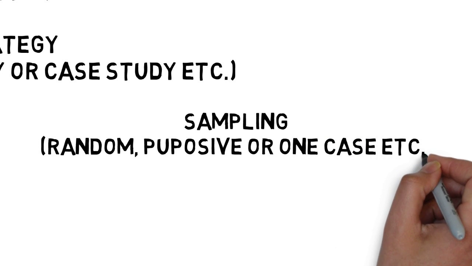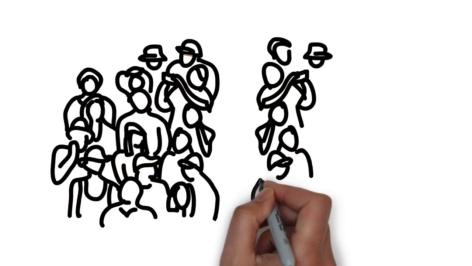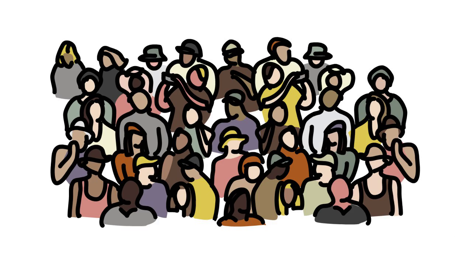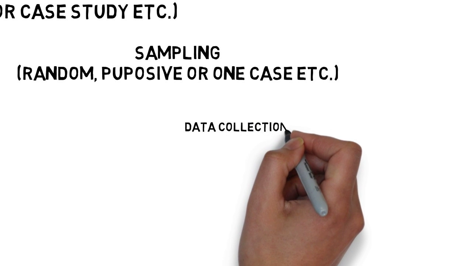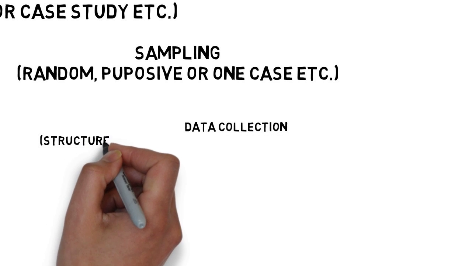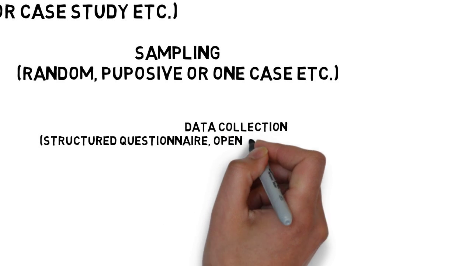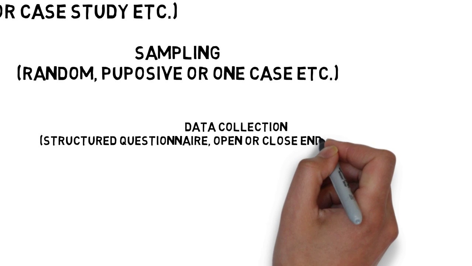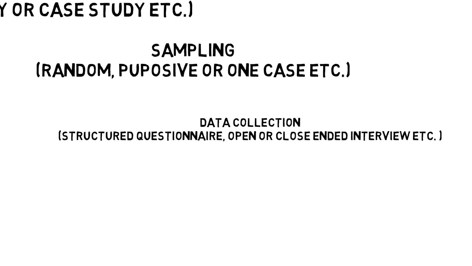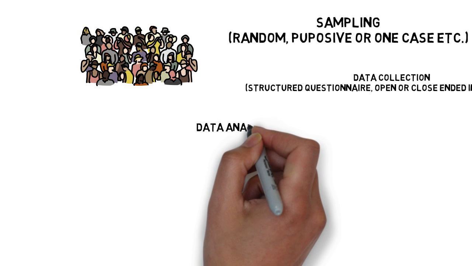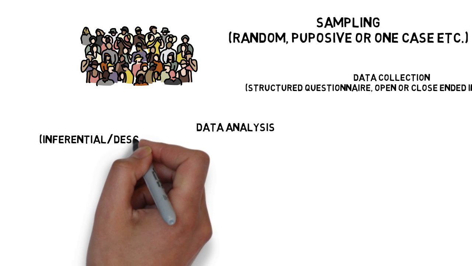There are a lot of examples of sampling, and it totally depends on your research problem, what you're trying to do. The next step in the research design is data collection. How would you like to collect your data? It can be in the form of structured questions, it can be in the form of open or close-ended interviews, it can be in the form of collecting videos, it can be you living with that community which you're trying to understand.